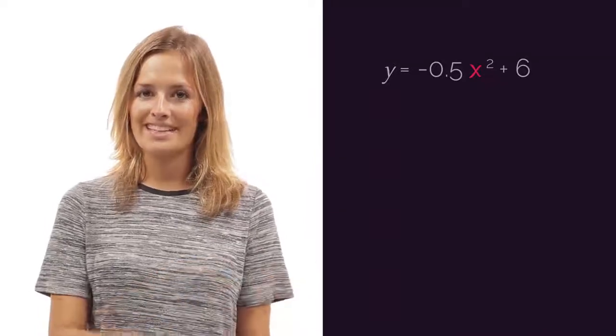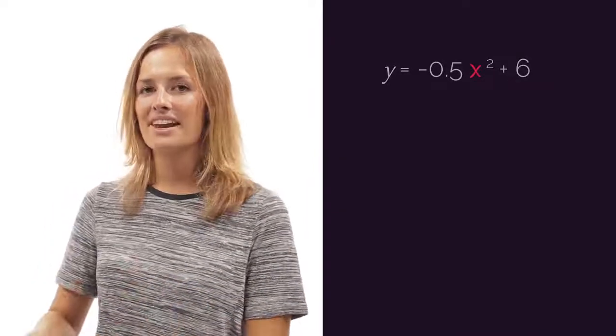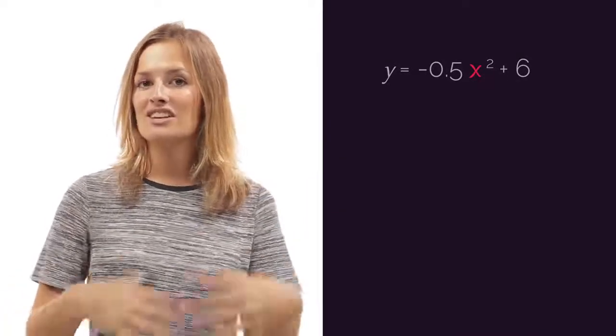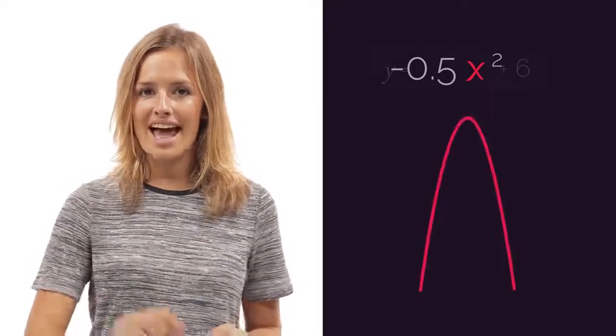Okay, so now on to plotting one. Let's give this quadratic a go. y equals negative a half x squared plus 6. So the negative a half x squared tells us it's going to be N-shaped.